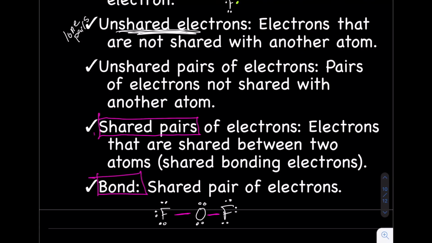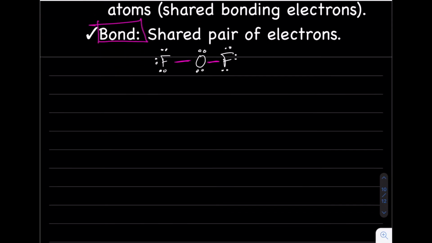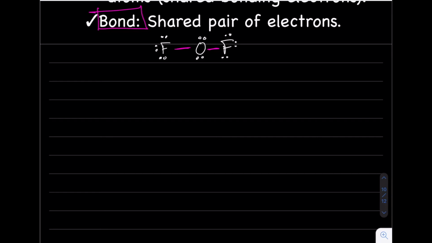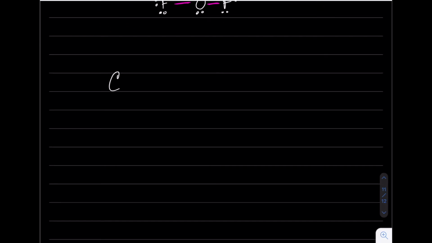Okay, so I want to try one more practice problem, or maybe two, and then that'll be it. Please don't skip these practice problems. All right, so we're going to draw the Lewis dot structure for C2H4. So the first step is to draw the Lewis dot structure for all the atoms in the molecule. So we have C, C, H, H.